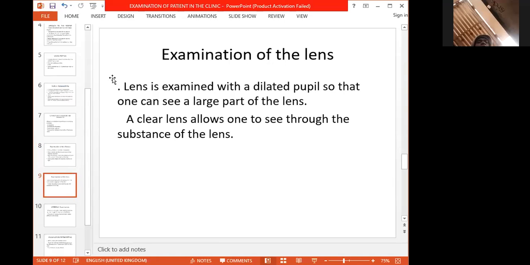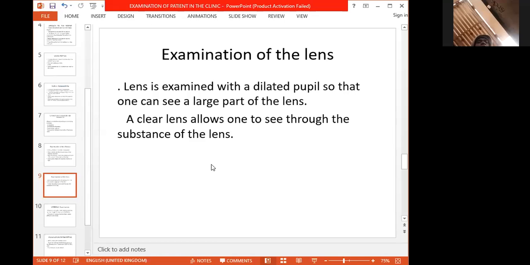Examination of the lens. The lens is examined with a dilated pupil so that one can see a large part of the lens. If the pupil is not dilated, it means only that central bit can be seen through the pupil. But it's preferred, if you really want to see, you dilate the pupil, then you can see a bigger portion, because your slit lamp cannot go through the iris. It goes through the pupil where there is no iris. So if you want to see a bigger portion of the lens, you dilate.